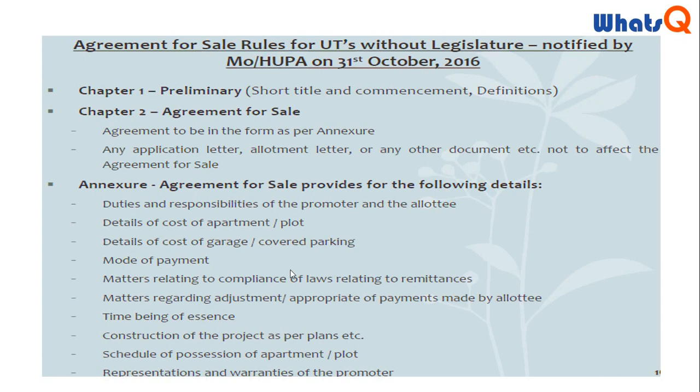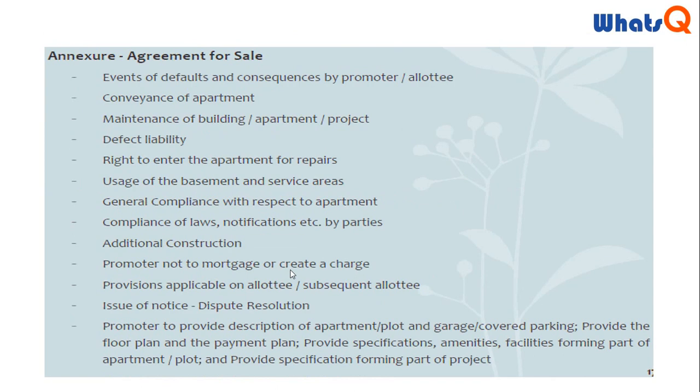Now let's see what else will constitute this agreement for sale. In the event of default, the consequences for the promoter or allottee: if there is any default from the promoter side or from the allottee side, how it will be settled, what will be the responsibility and what will be the liability should be provided for in the agreement for sale. So these annexures must form part of the agreement for sale.